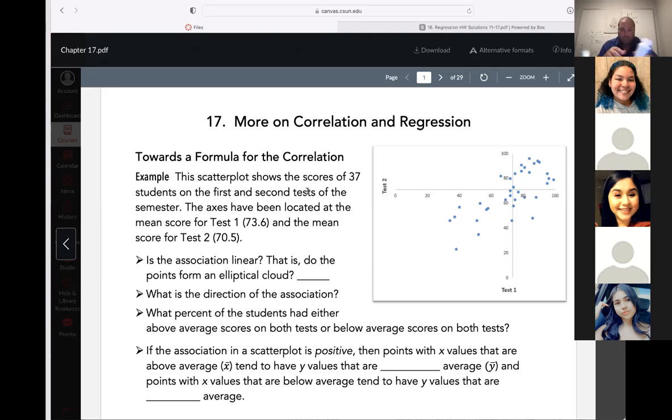Right? Now, if the association is positive, like we believe it is, then points with X values above average tend to have Y values that are blank average. What do you think that word is? If it's positive, points with X values above average tend to have Y values that are... What do you think?